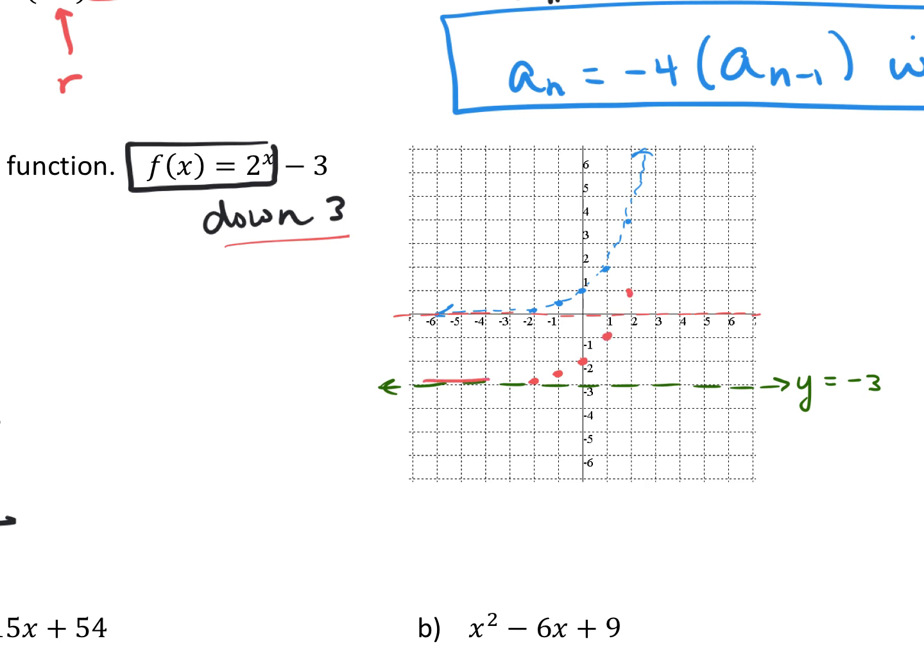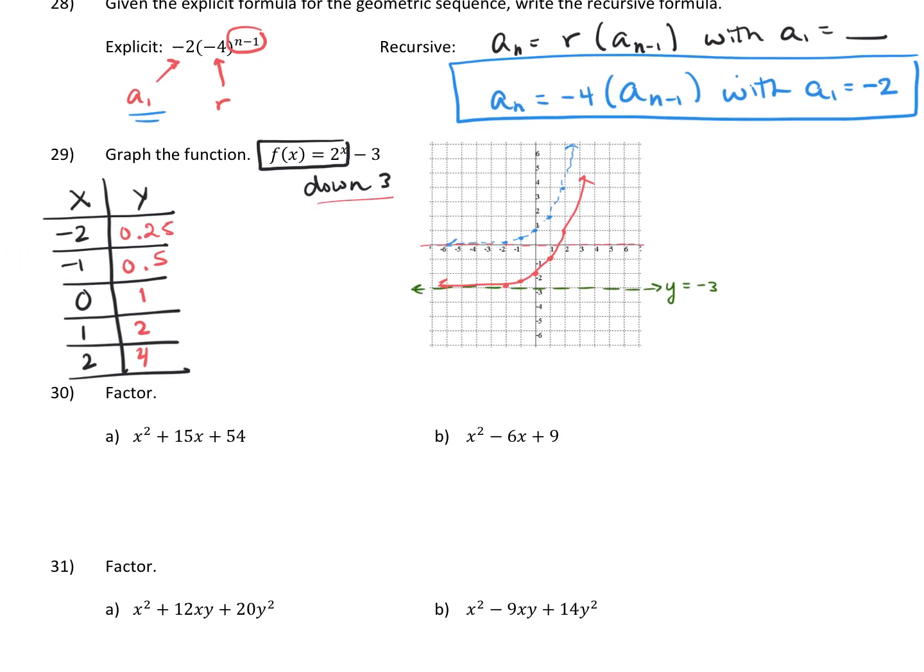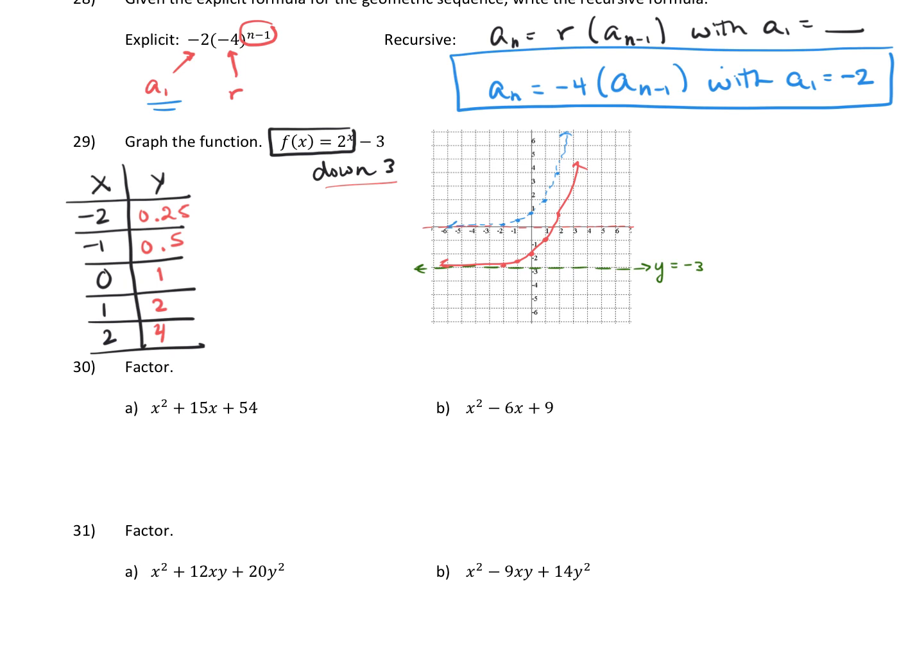And then we'll draw in our new curve that is the same, just shifted down 3 units. And that's how we can graph an exponential function with a vertical shift down 3 units.